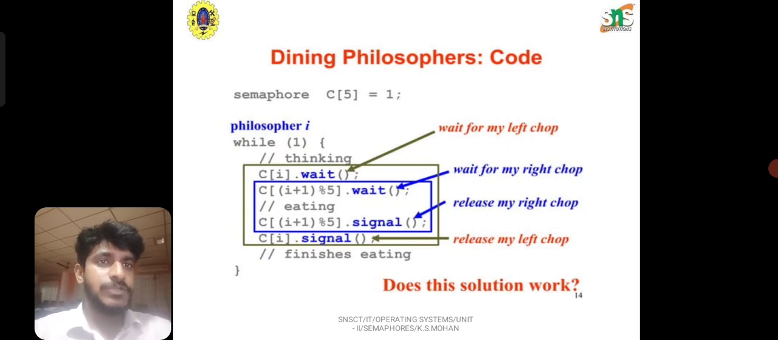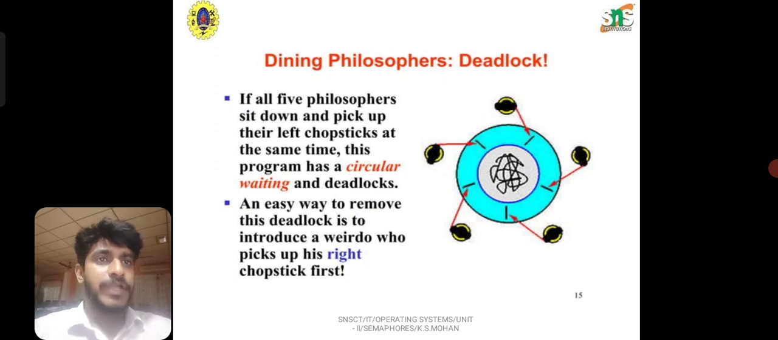So does this solution work? The dining philosophers code can cause deadlock. We have already seen how deadlock occurs. In this case, all five philosophers sit down and pick up their left chopstick at the same time. This program has a circular wait and deadlocks, and this will be discussed in the next video.